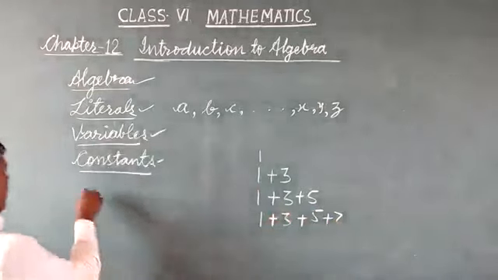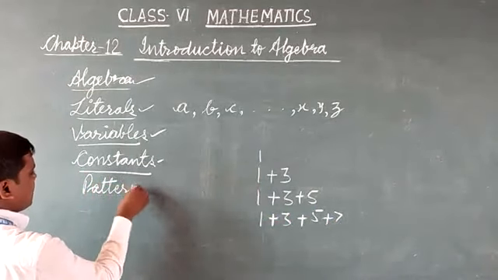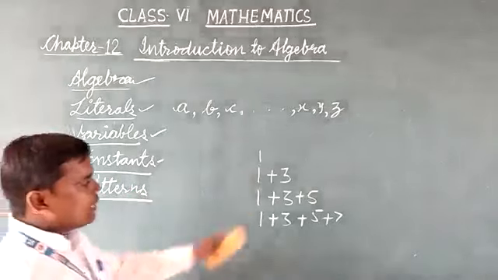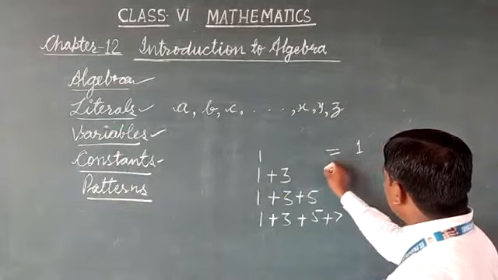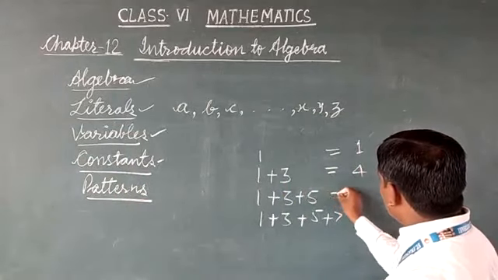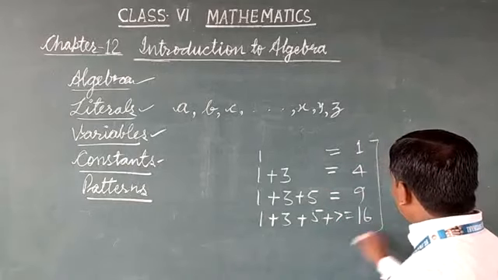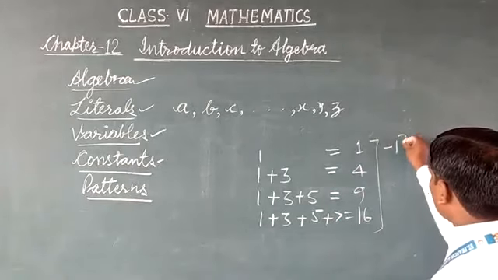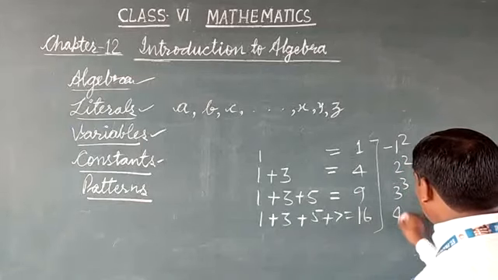So we are getting a pattern here. Next I am discussing with you patterns. Here we are getting patterns. In this case we are getting 1, here we are getting 4, here we are getting 9, here we are getting 16. You observe that it is a square of 1, a square of 2, a square of 3, a square of 4.